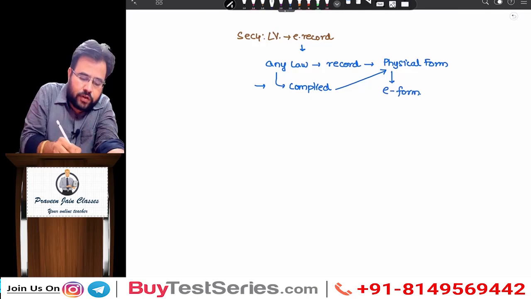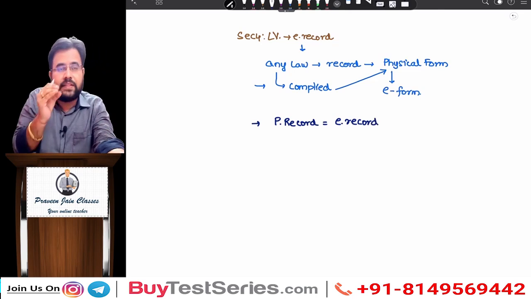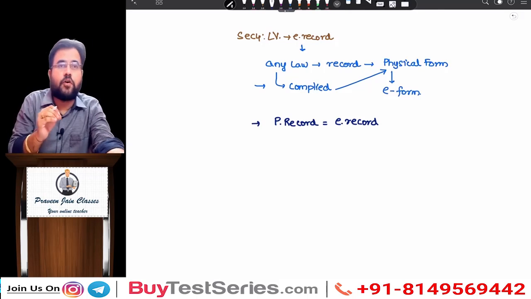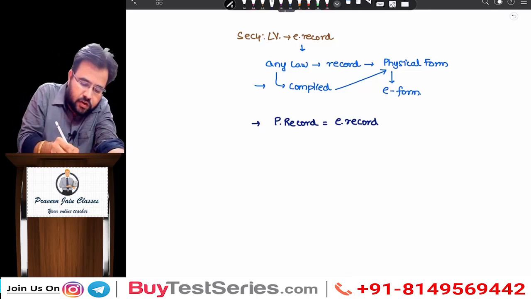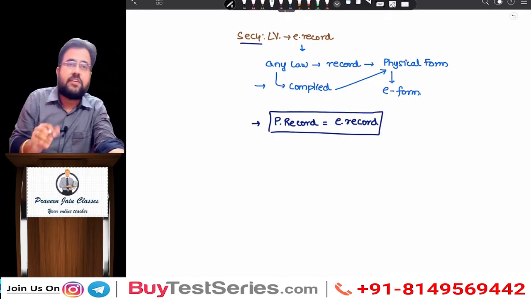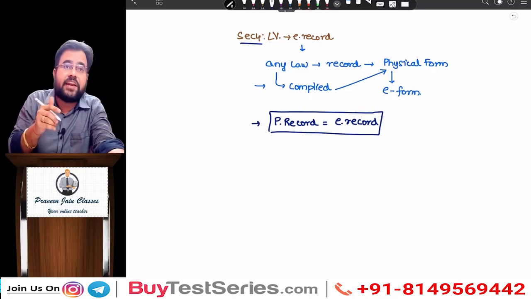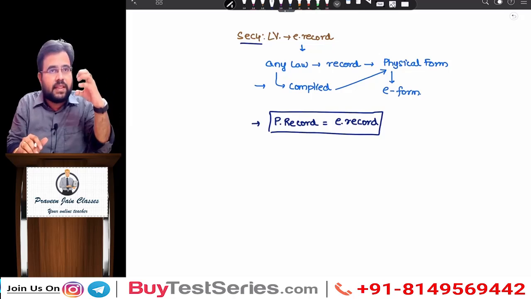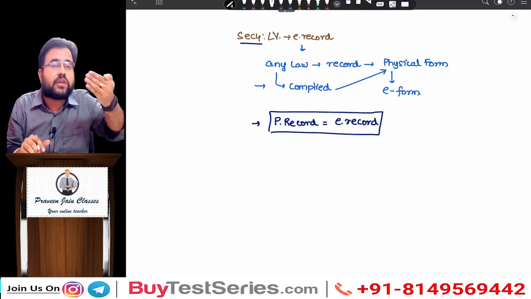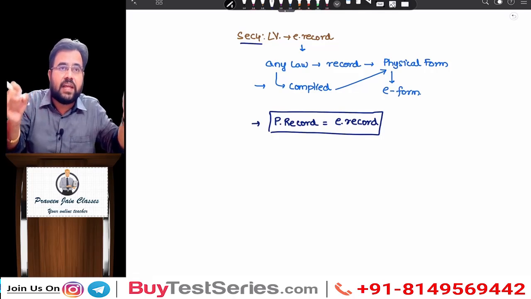So what I want to tell you, sir, is that physical record is equal to electronic record. Meaning, either you maintain that record in physical form or you maintain that record in electronic form, it will work. How will it work? Because section 4 has given legal validity. Legal validity to what, sir? Legal validity to e-record. Meaning, in the eyes of law, whether you have that physical record or that electronic record, both are equivalently valid, sir.